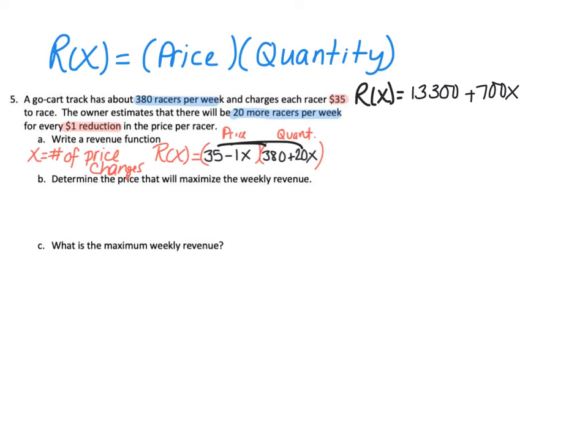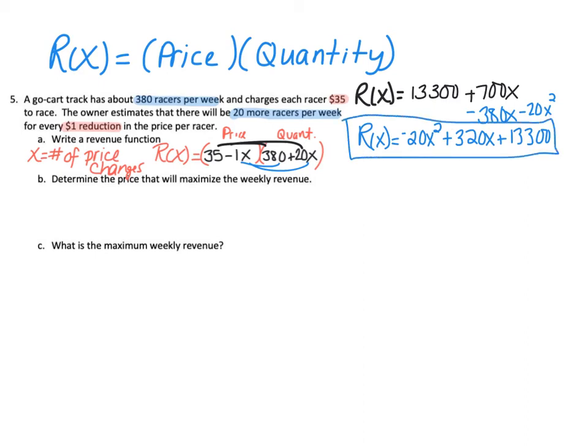And now I need to distribute this -1 to both things. So this will be negative 380x and then minus 20x squared. Okay, so standard form here would be put the x squared first, so negative 20x squared. Going to combine my middle terms, that is positive 320x, and then it's plus 13,300. Okay, there is my revenue function in standard form.